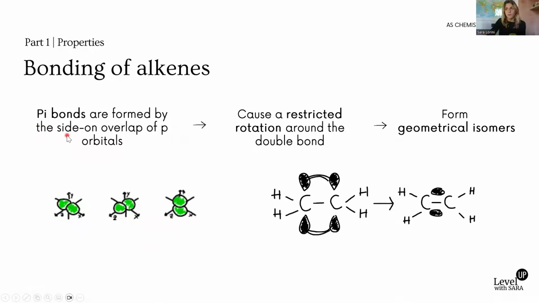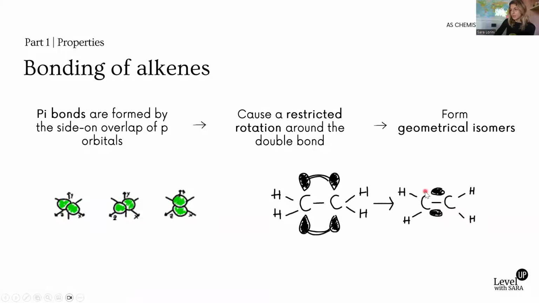Pi bonds are formed by the side-on overlap of p orbitals. This is how it's formed. Remember that if you have to show the diagram of p orbitals, this is the one. This shows how it's formed, but this is the orbital, this is how you are supposed to write it. If you have to describe it, it's the side-on overlap of p orbitals above and below the sigma bond.